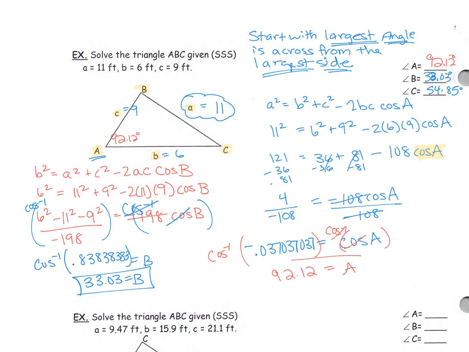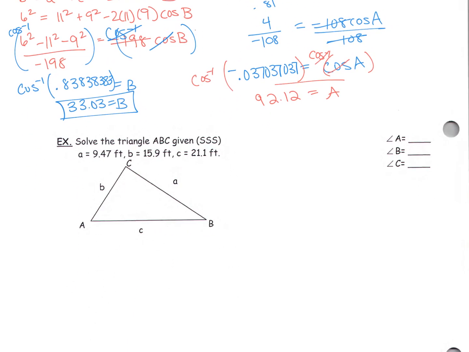So let's take a look at another side problem. So on this problem, my side A is 9.47, my side B is 15.9, and my side C is 21.1. And I told you to start with the largest angle, which is across from the largest side. So my largest side is the 21. So it looks like I'm going to start with C.